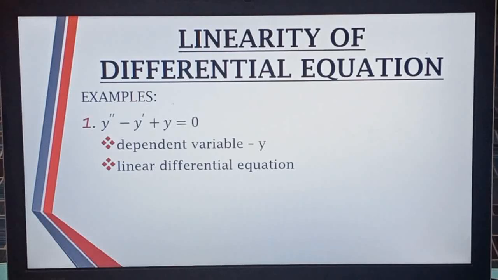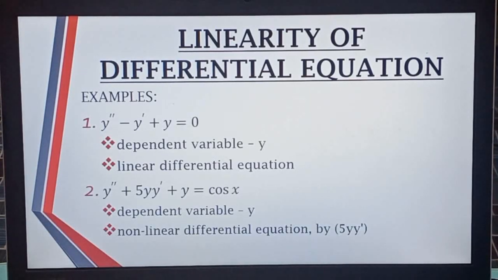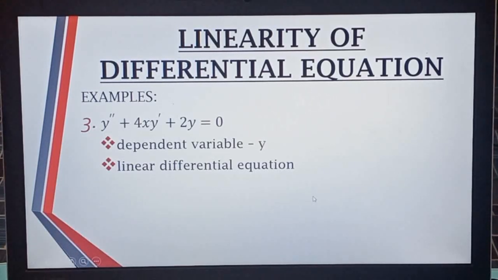First, let's say we have the example of y double prime minus y prime plus y equals 0. So you will be having the dependent variable of y. Then this equation is considered to be linear differential equation. Next example, you have y double prime plus 5y multiplied to y prime plus y equals cosine x. The dependent variable here is y. Then this is considered as nonlinear differential equation because of the term 5y multiplied to y prime. Another example is y double prime plus 4xy prime plus 2y equals 0. Then the dependent variable here is y. Then this is considered to be linear.